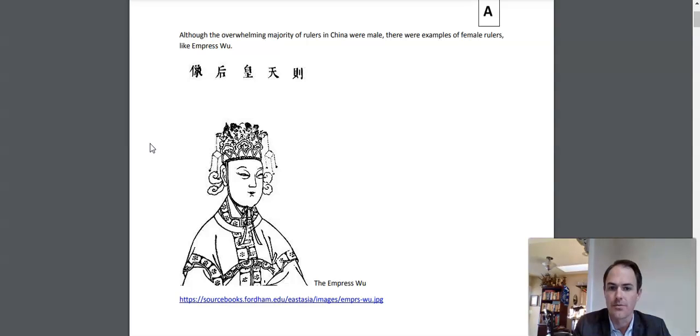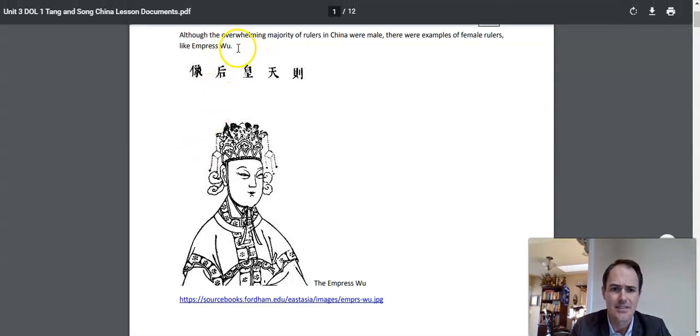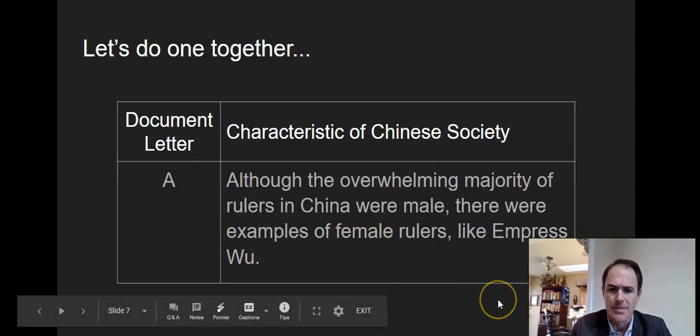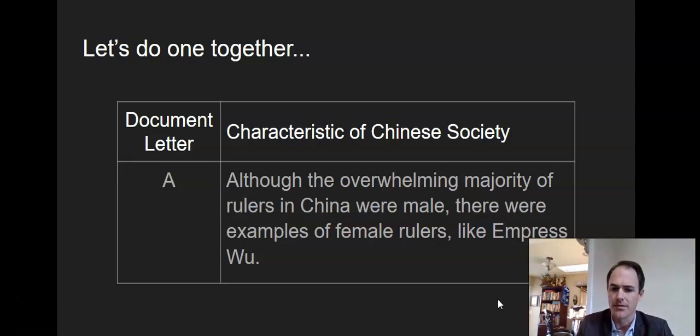Although the overwhelming majority of rulers in China were male, there were examples of female rulers. And we could have probably figured that out, that she was a ruler, based on her clothes and her headgear, right? This is not the attire of a peasant. This is the attire of someone of wealth and importance. So let's just take this descriptive sentence here and add it into our chart, because it gives us some information about Chinese society. Although the overwhelming majority of rulers in China were male, that's something about Chinese society. There were examples of female rulers like Empress Wu.